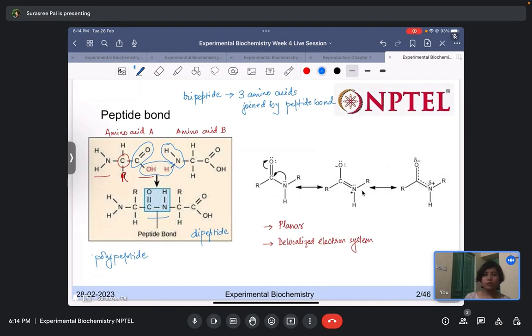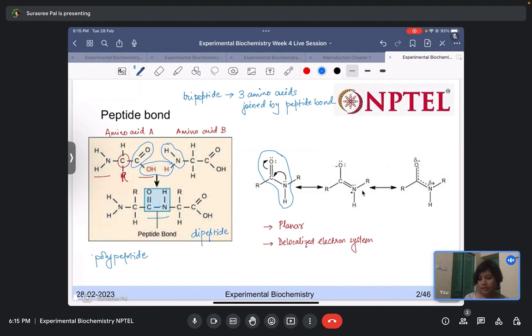Okay, now let's talk about the characteristics of a peptide bond. So CONH, I already told you, is the peptide bond. But how does this peptide bond behave? You can see that it is a single bond between C and N, but it does not behave like a single bond. So it has both single bond and double bond character. So what do I mean by that? It is that it has a delocalized electronic system.